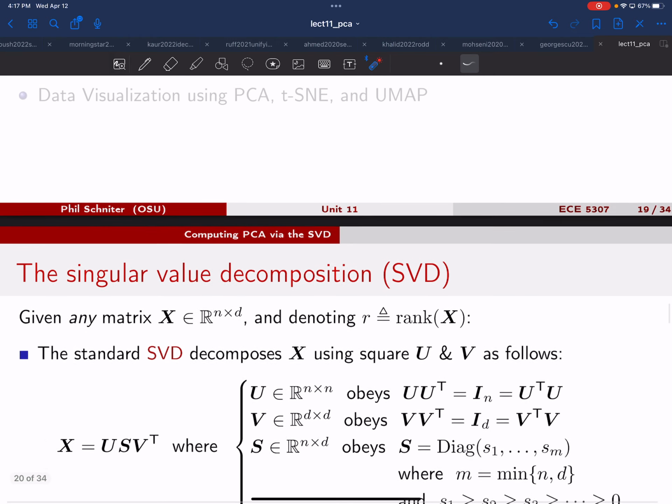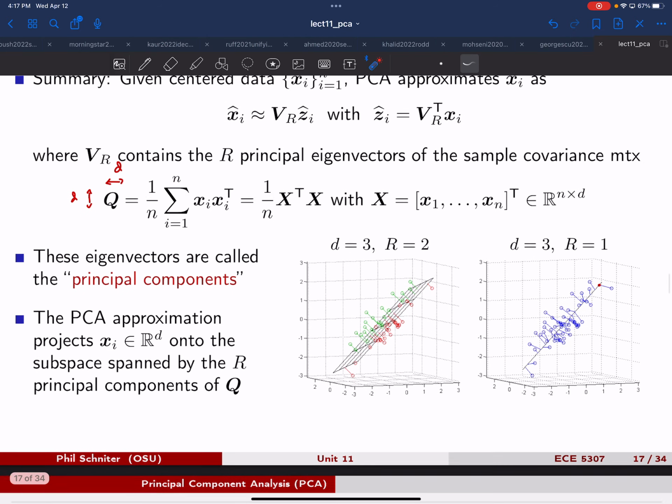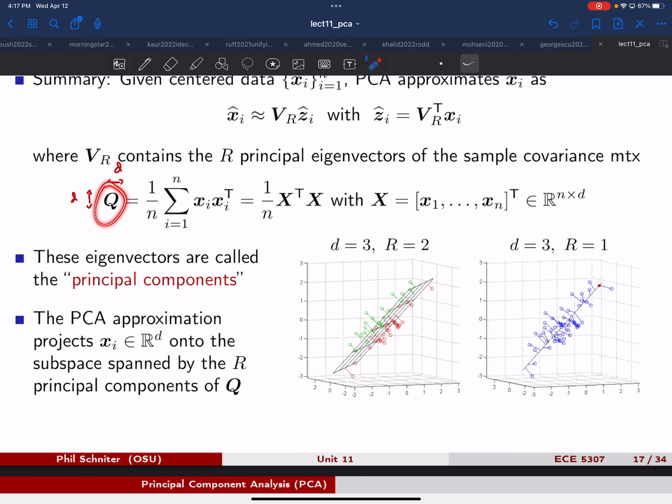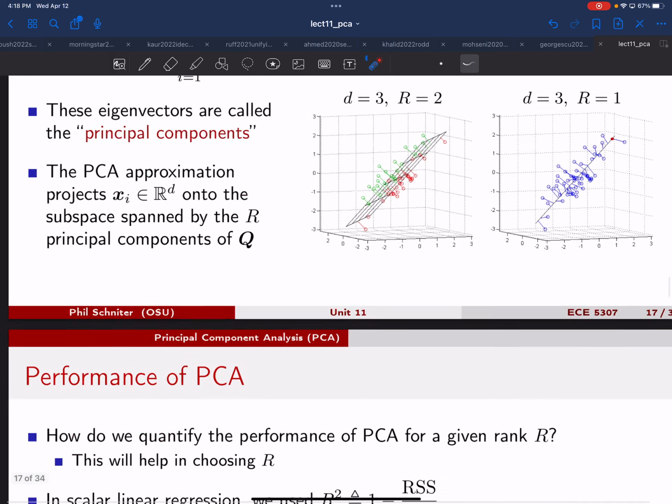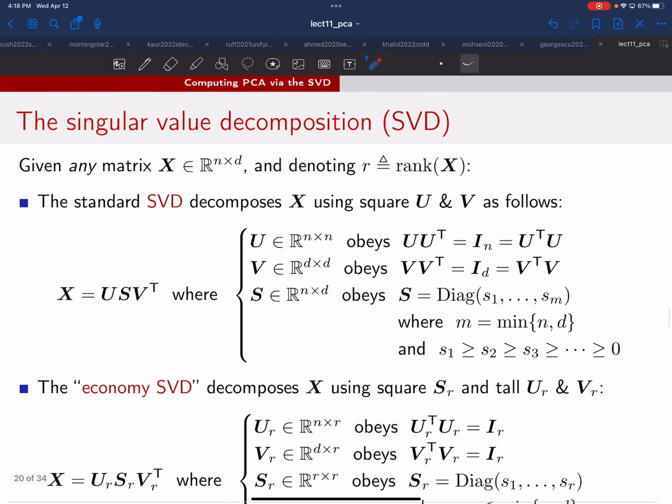And then the thing about this is once you've done all that work, you're going to actually be throwing out much of the information you computed because you're only going to be keeping capital R different eigen components, and you're throwing the rest away. So you've done all this work to compute maybe all of them, but then you're only keeping some of them. So perhaps there's a simpler or more efficient way to do this. So that's where we get to this thing called the singular value decomposition.